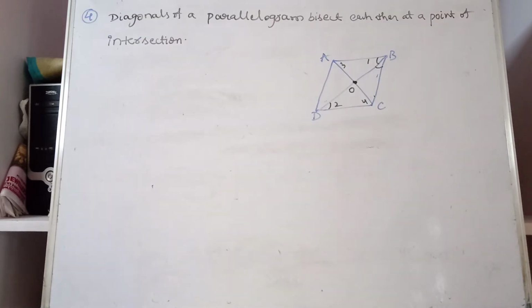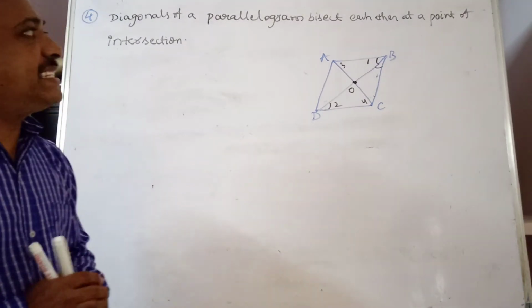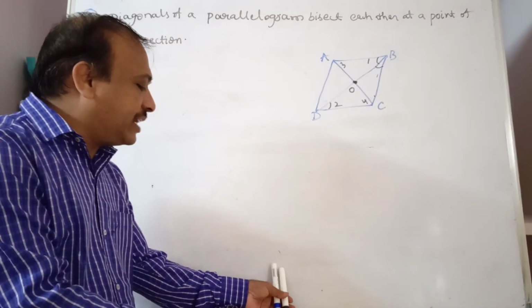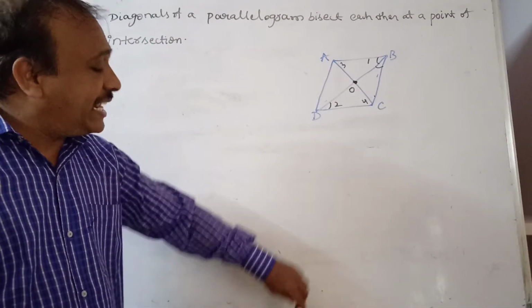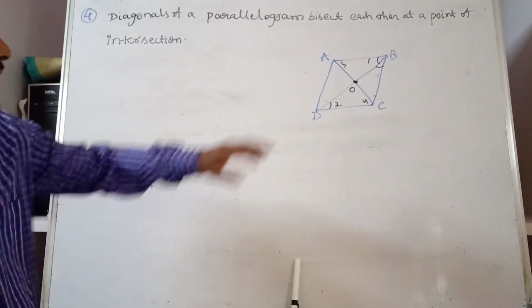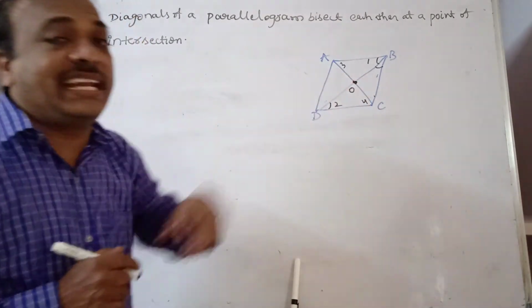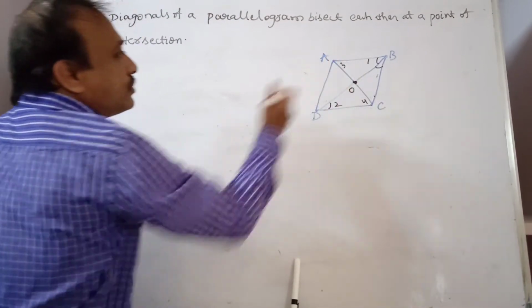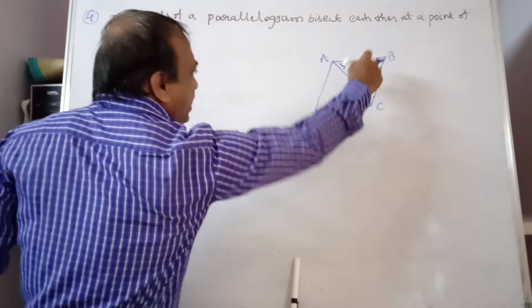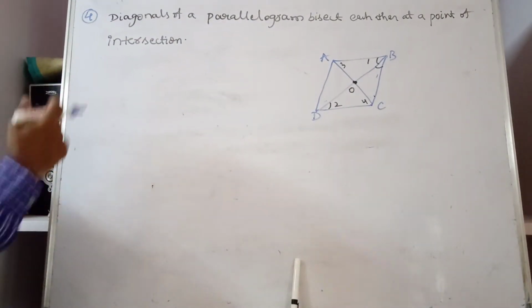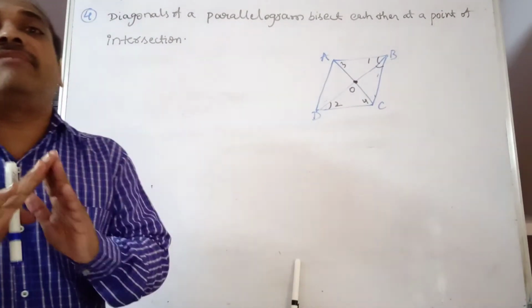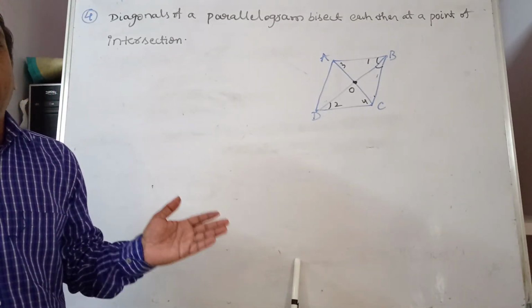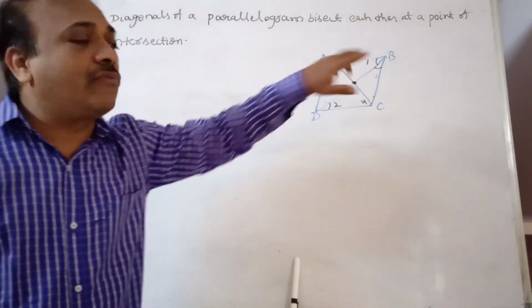Now you see the property 4. Diagonals of a parallelogram bisect each other at a point of intersection. What is the meaning? Where the diagonals are meeting, that intersection point divides the diagonal into two equal parts. It means you have to prove that AO is equal to CO and BO is equal to DO. Bisecting means dividing into two equal parts.